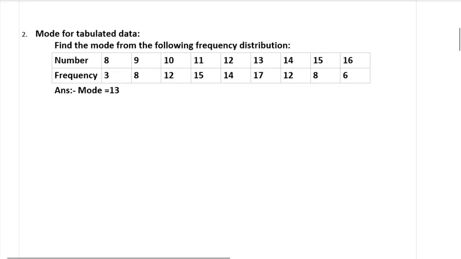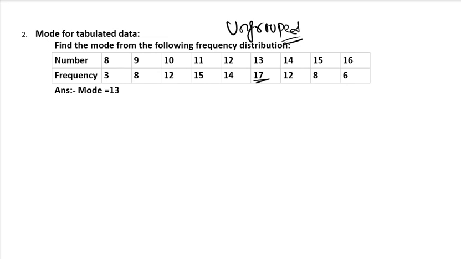Mode for tabulated data, but this is tabulated, but which kind of tabulated data? Ungrouped. There is no class interval and as such. So here the numbers are given and the frequencies are given. Here it is more easier to find mode. How to find mode here? The observation which has the highest frequency is the mode of the given data. So the frequency is given over here. The highest frequency is 17. Which observation has highest frequency?